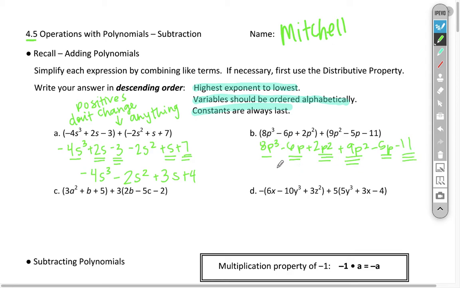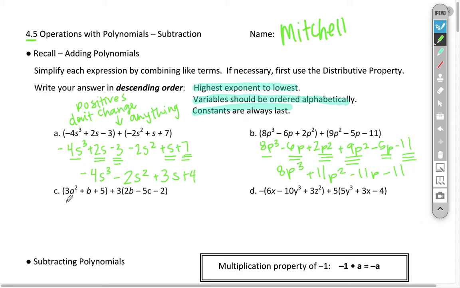So we've got 8p cubed. Our next exponent would be squared, so we have 2p squared and 9p squared. It's going to give us 11p squared. And then we've got negative 6p and negative 5p. It's going to give us negative 11p. And then our lone constant, so minus 11.